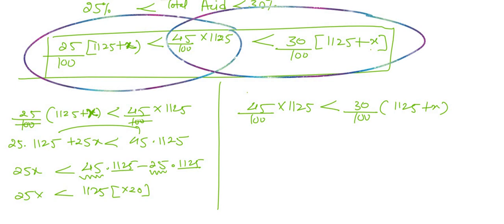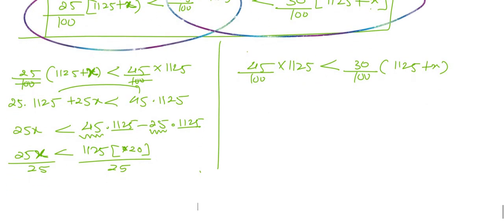Correct? Now we need x. So can I divide by 25 both sides? Yes or no? We can divide. So let me see what we will get. This is cancelling. And if you cut it by 5 and further simplify, if you multiply 1125 into 4 divided by 5, this comes out to be 900. Now we will solve the other one.